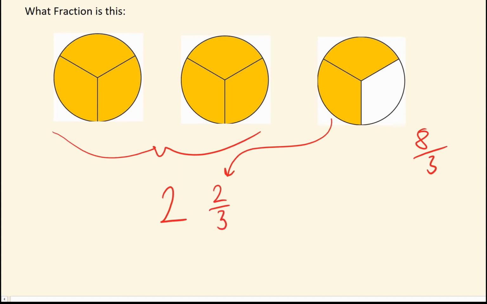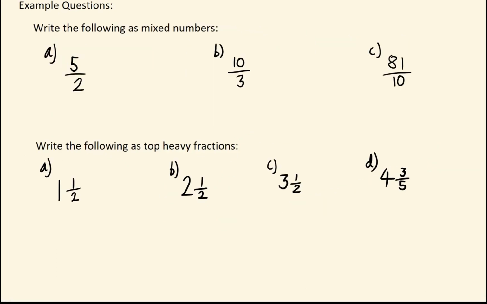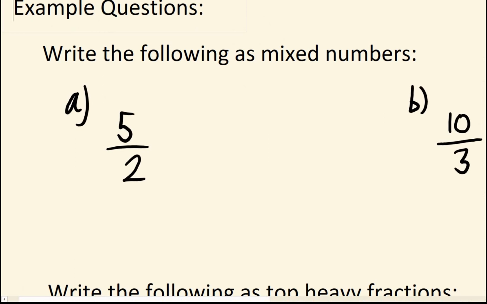And this is the basic idea behind top heavy fractions. It's basically how do you convert from one to the other and back again. Okay, let's go through a couple of examples. So for the first example, I'm going to write everything as a mixed number. So it's going to look like something like 3 and 1/5, 4 and 1/3, 5 and 2/7.